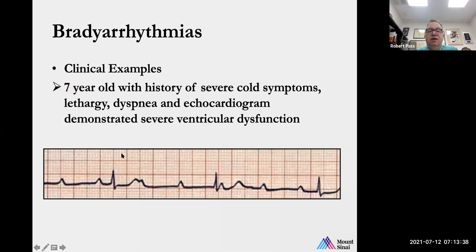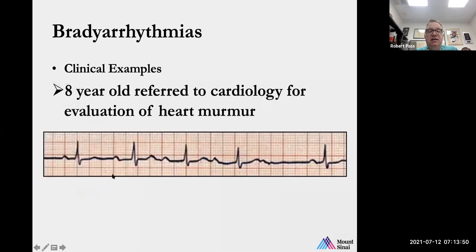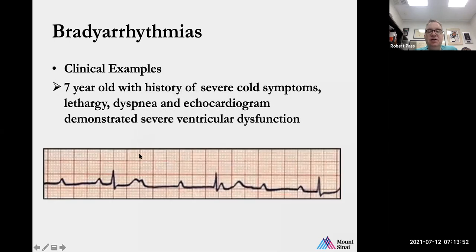This is an example of a 7-year-old with a history of severe cold symptoms, lethargy, dyspnea, and the echo showed severe dysfunction. We see that the atrial rate is about 100 beats per minute. And this is an example of someone who could have myocarditis with block.